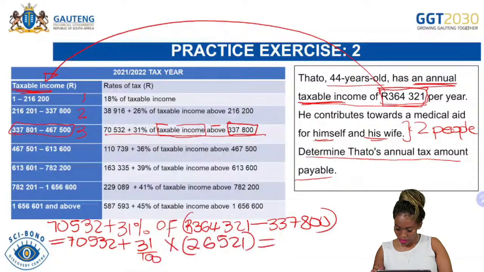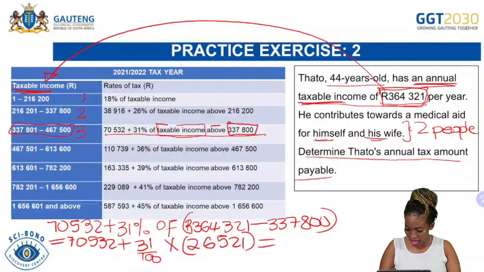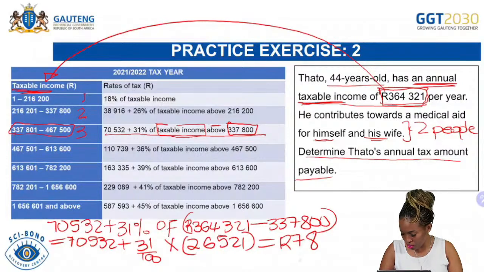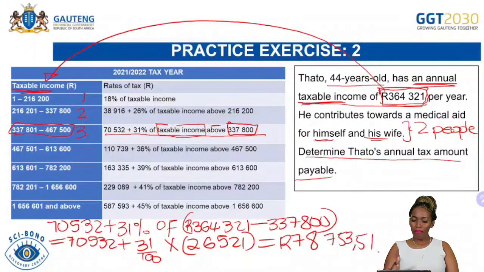Plus 70,532. I'm getting the answer of, guys, I hope you are also punching your calculators there so we can compare. You don't say I'm lying to you. It is 78,753 and 51 cents. Remember, this person is paying medical aid. He's paying medical aid for himself and his partner.